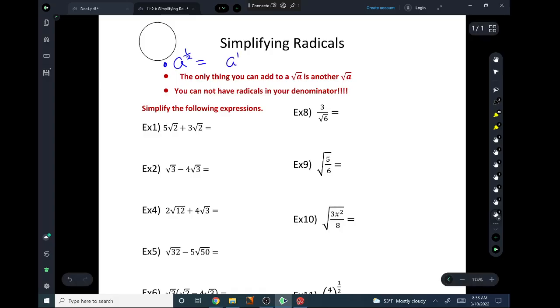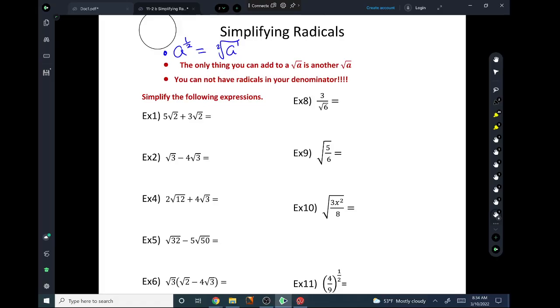A to the first, well, square rooted. Okay, so anytime you see a fractional power, just turn it into a square root. Anytime you see a 1/2 power, turn it into a square root. Is that easy? So let's go down.